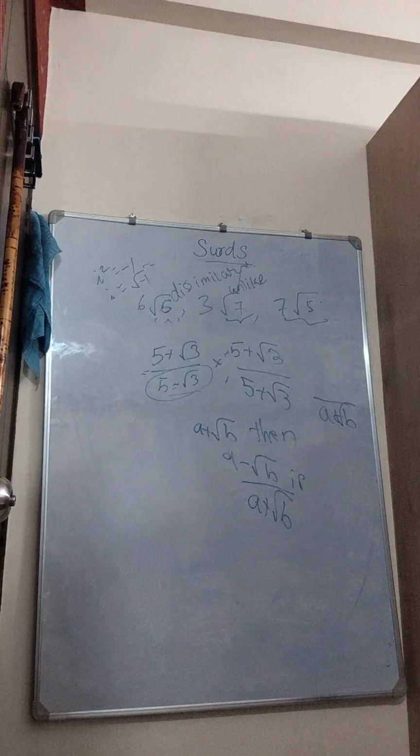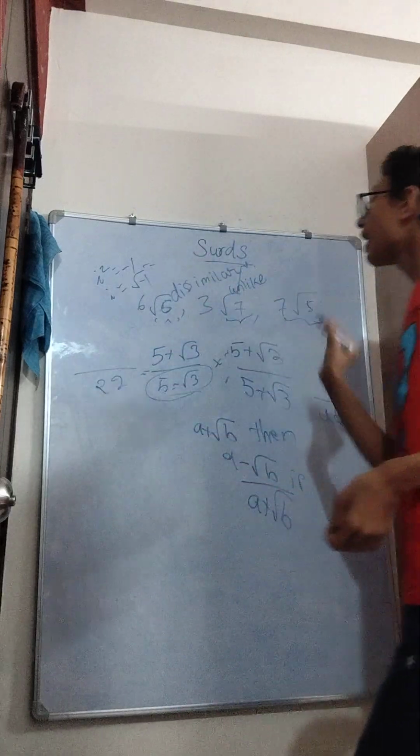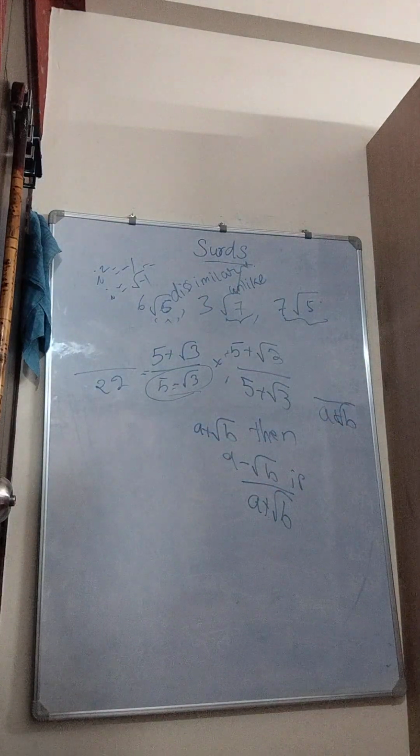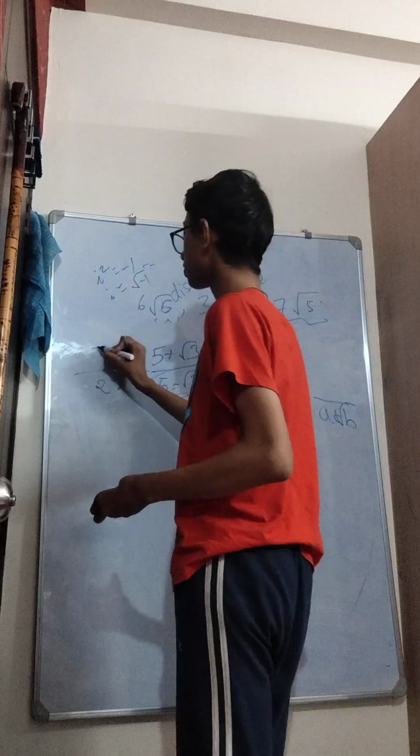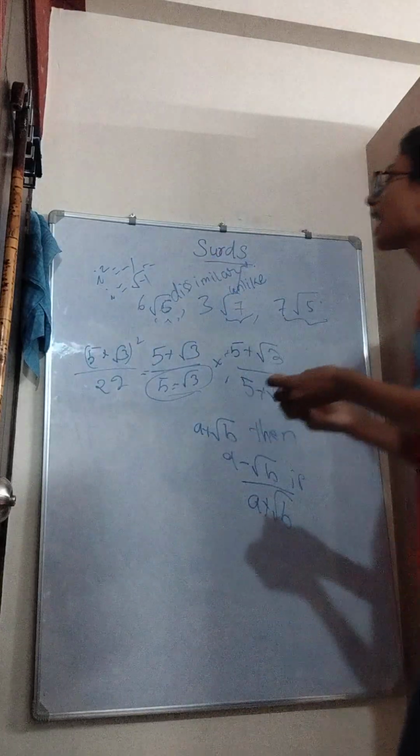Root 3 square is 3, and 5 square is 25. So 25 minus 3, and the denominator will be 22. And then 5 plus root 3 into 5 plus root 3, so 5 plus root 3 whole square. You will simplify and you will get your answer.